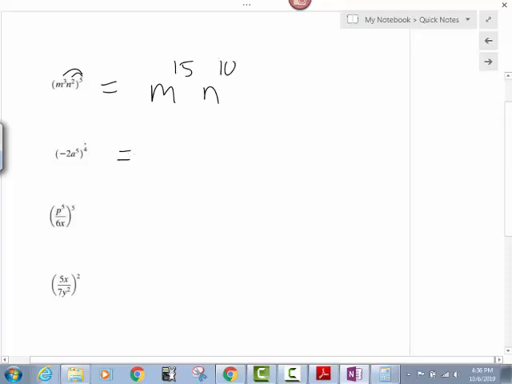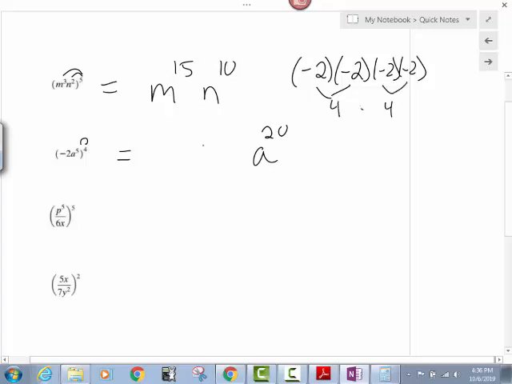Okay. Let's do the same thing here. 5 times 4 is 20. Now we have the number negative 2, raised to the 4th power. 4 times 1 is 4, 4 times 1 is 4, and 4 times 4 is simply 16, right?